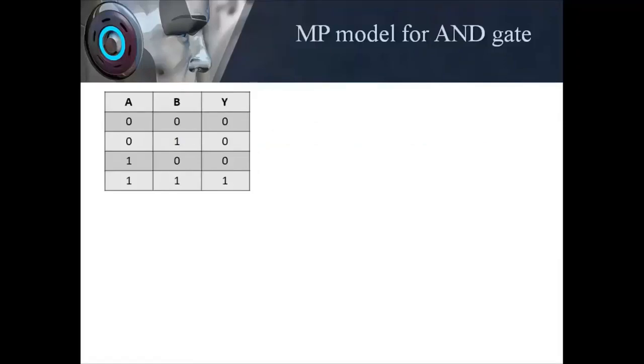So with these characteristics, we have a good understanding. Now we'll try to apply this MP model for the AND gate.